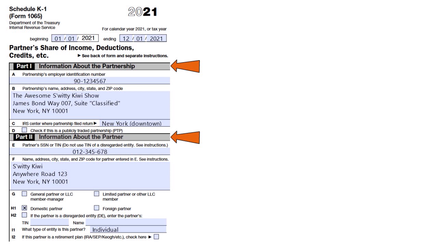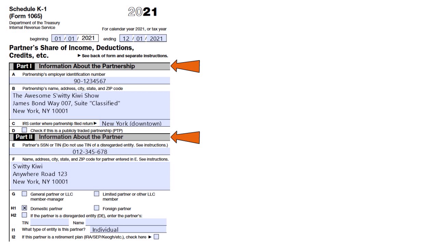And G here, G does not apply to us. We put H1. So this partner is a domestic partner. The partner could have been a foreign partner or a limited partner or other LLC member. It really depends upon the situation. So you have to check the box that corresponds to your situation. Okay, and moving on here, we have the next one. The partner is an individual. Okay, I1 we put individual, and is this partner a retirement plan, whatever? No, we're not.